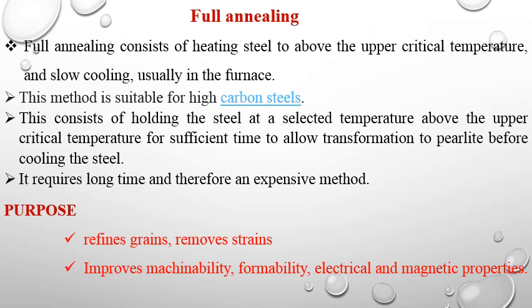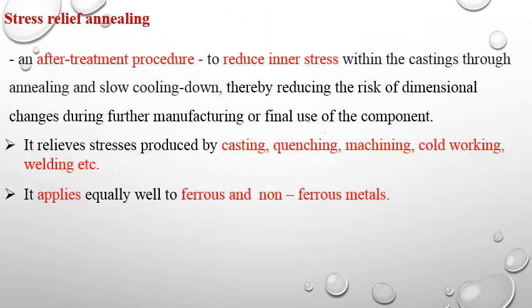Full annealing consists of heating steel to above the upper critical temperature. It is suitable for higher carbon steel. It holds the steel at a selected temperature above the upper critical temperature. It requires a long time and is an expensive method. The purpose of full annealing is to refine grains and remove strains, and to improve machinability, formability, and electrical and magnetic properties.